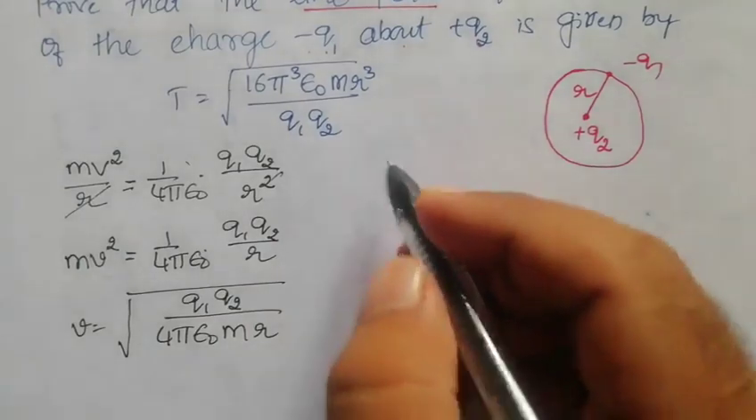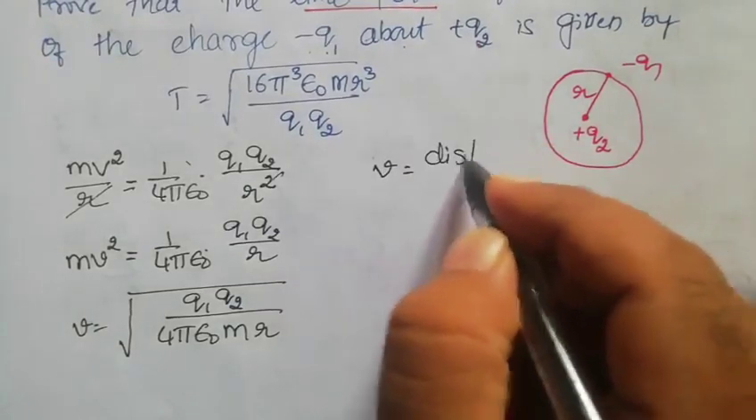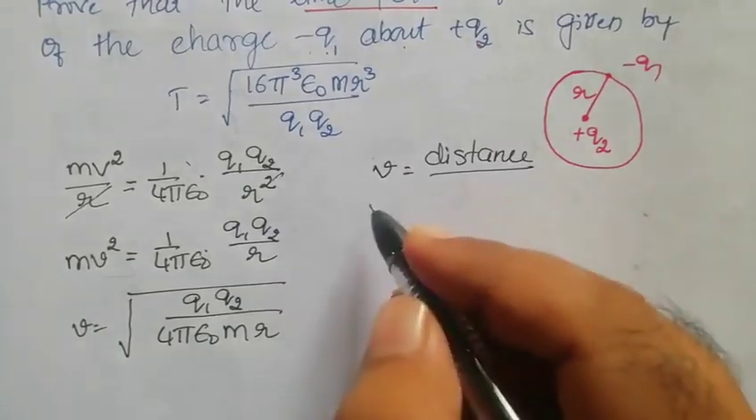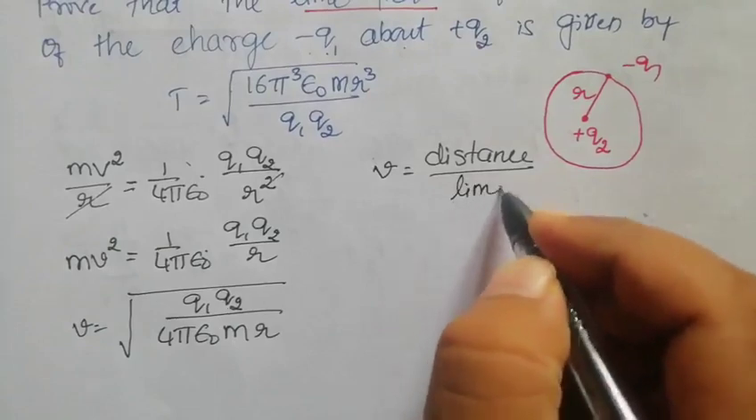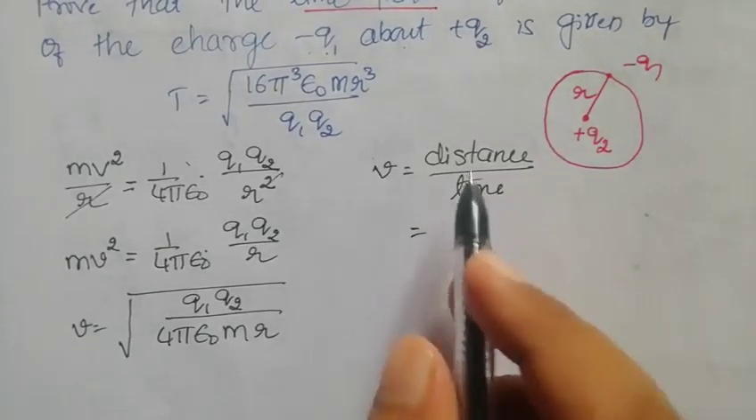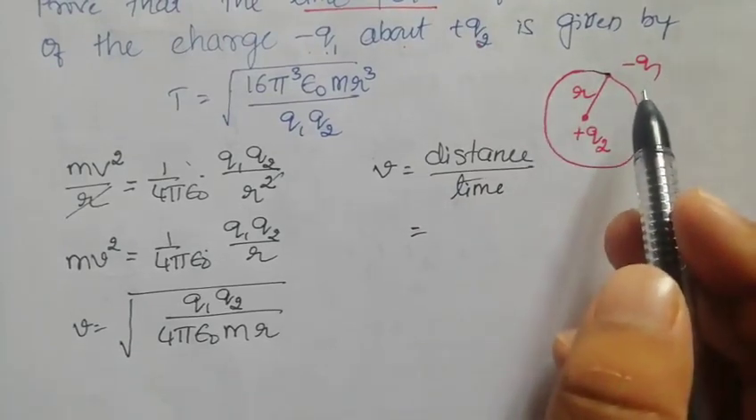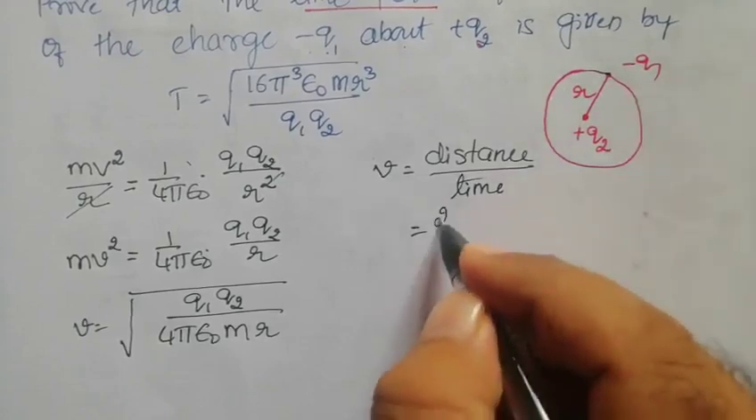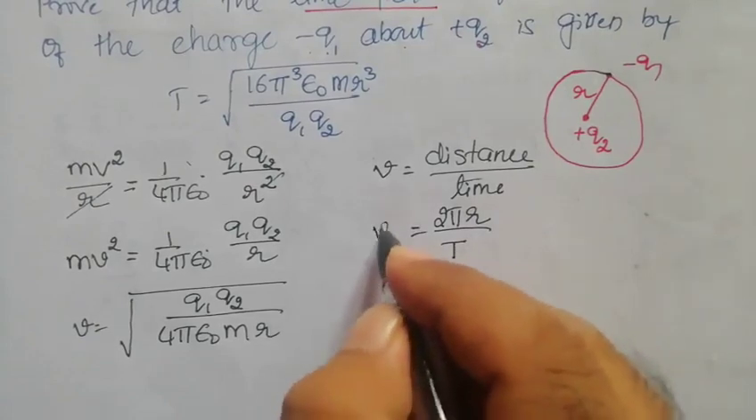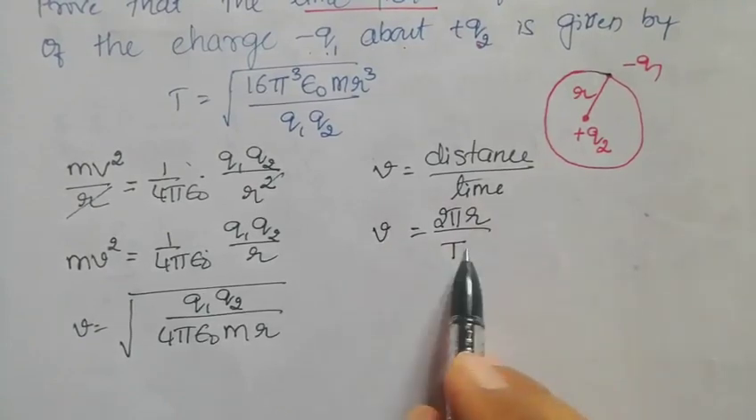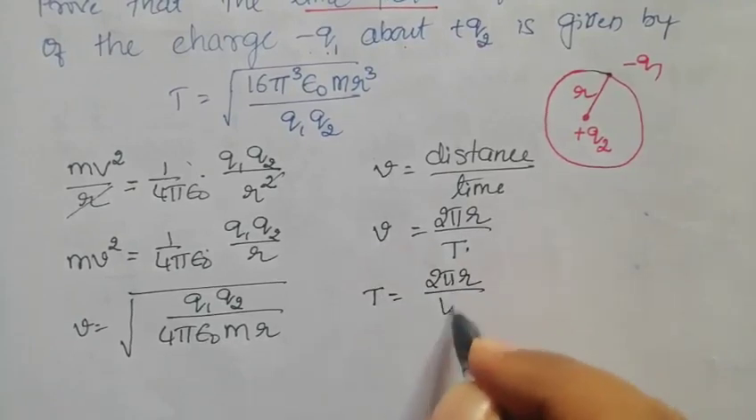From the definition, velocity, or you can say speed of revolution, is equal to distance by time taken. Distance is how much now? To complete one circular path, the circumference of the circle is 2 pi r, and the time taken, let me call it t, that is the time period. Our intention is to find the time period. So the time period t must be equal to 2 pi r by velocity v.